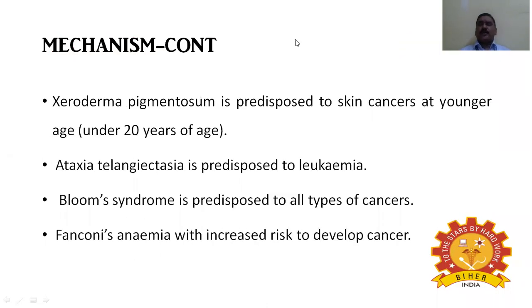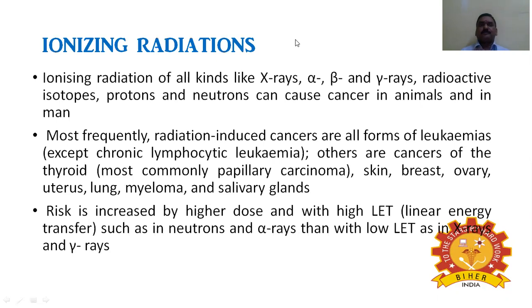For example, xeroderma pigmentosum is predisposed to skin cancer at a younger age, that is under 20 years, 19 years, 18 years, maximum 20 years. Ataxia telangiectasia is predisposed to leukemia. Bloom syndrome and Fanconi's anemia are predisposed to all types of malignancy, with increased risk of developing it.